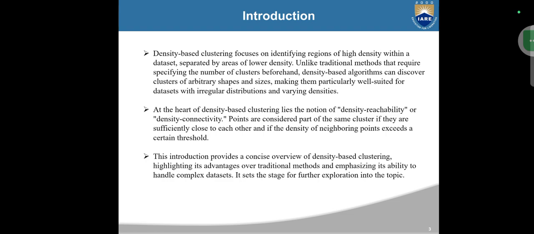At the heart of density based clustering lies the notion of density reachability or density connectivity. Points are considered part of the same cluster if they are sufficiently close to each other and if the density of neighboring points exceeds a certain threshold. This introduction provides a concise overview of density based clustering, highlighting its advantages over traditional methods and emphasizing its ability to handle complex datasets. It sets the stage for further exploration of the topic.